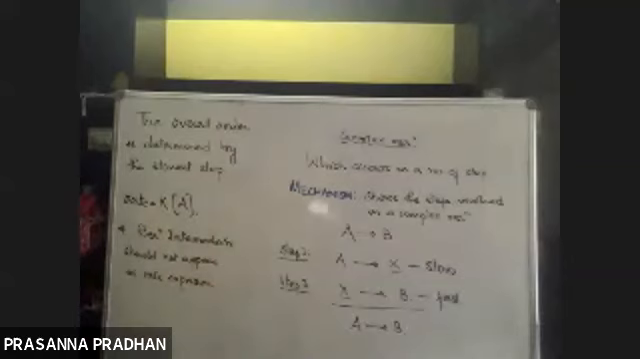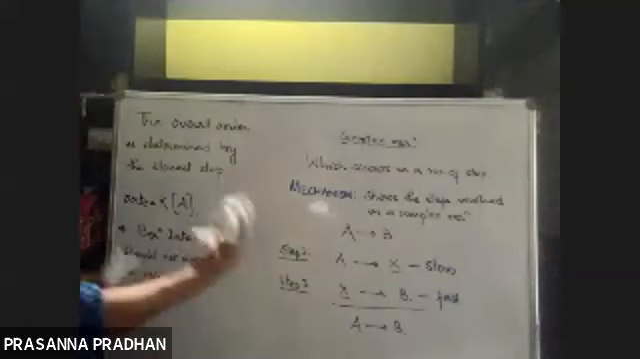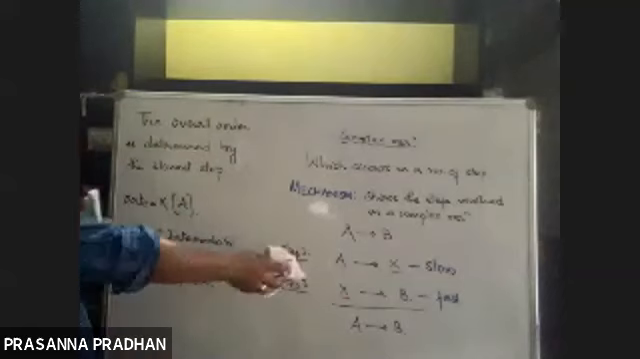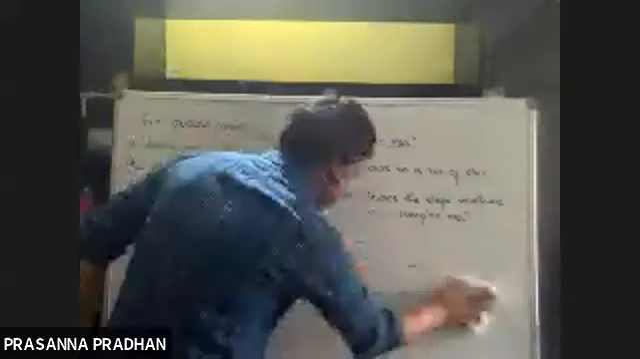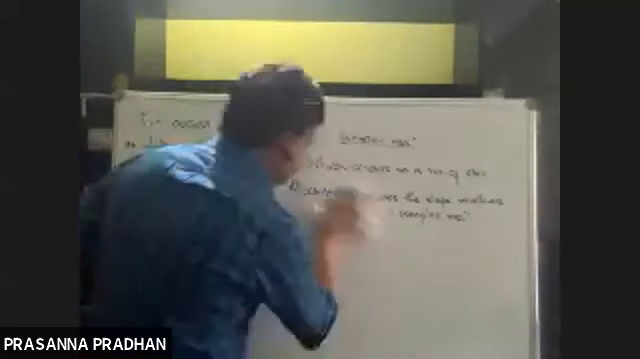Reaction intermediates should not appear in the rate expression. Fine. So yes, some of you might be having a question again: why does the rate depend upon the slowest step? Why not the fast step? Okay.